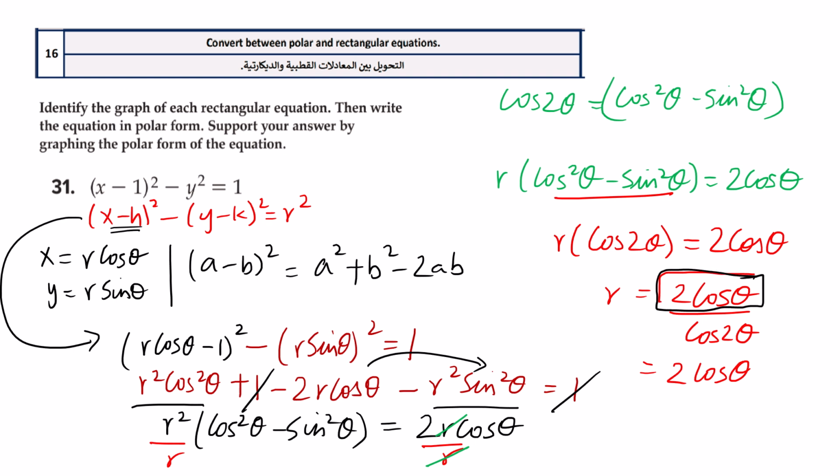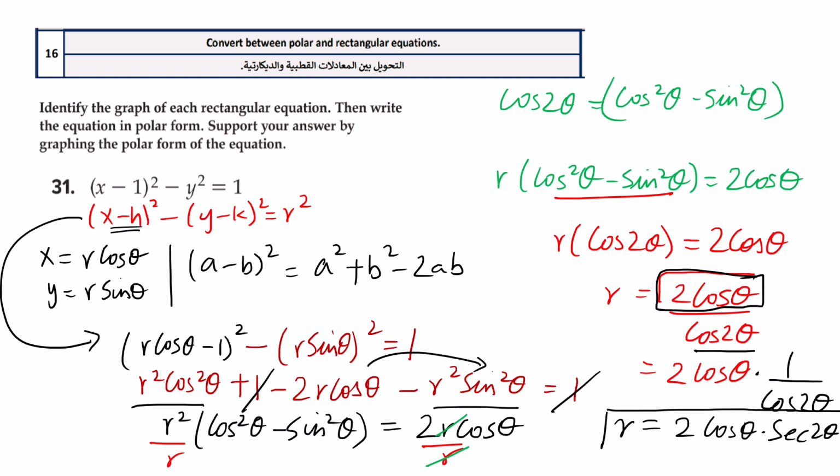Now remember, whenever you have a trigonometric ratio in the denominator, like this 1 over cos 2 theta, it's just like taking the reciprocal. So we'll take the reciprocal of cos 2 theta. And I hope you remember from term 2 that the reciprocal of cos is secant. So this will convert to secant. So your final polar equation for the hyperbola will come out to be r equal to 2 secant 2 theta cos theta, or r equal to 2 cos theta secant 2 theta. Order is not important. Both are correct.